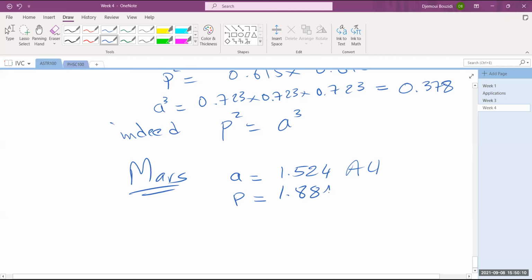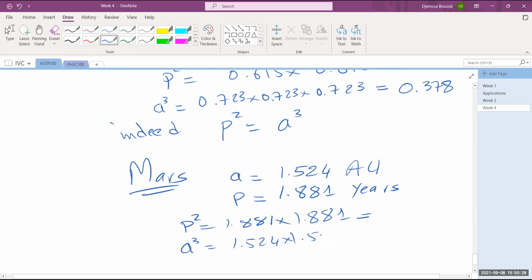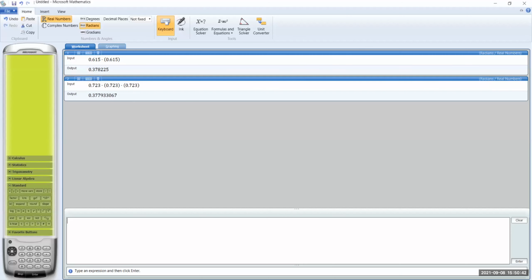So Mars is well known then. I didn't know that, honestly. Years. So this is what I'm going to do. I'm going to do p squared, which is 1.881 times 1.881, and see what that is. I'm going to do a cubed, which is 1.524 times 1.524 times 1.524, and see what that's going to give me. So I'm going to stop sharing the screen, go back into the calculator and plug in the numbers now.